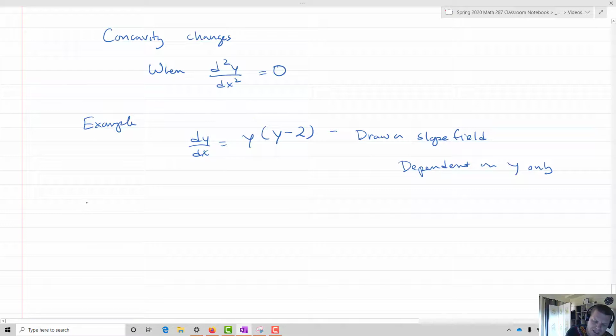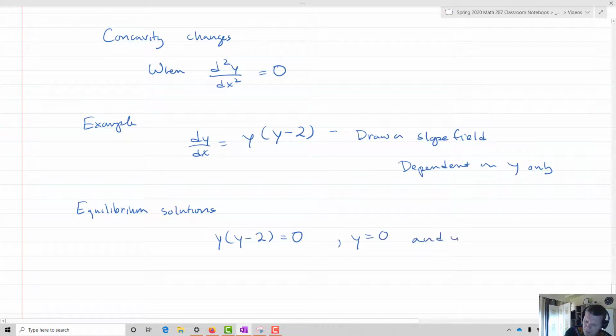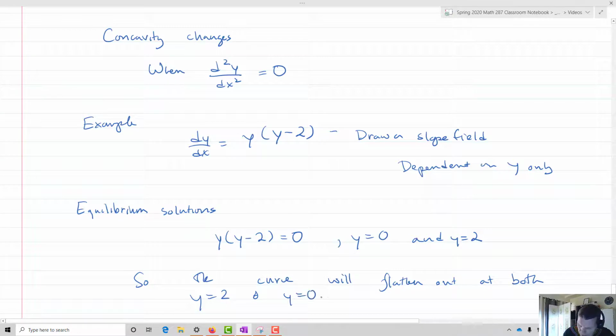So let's first take a look at our equilibrium solutions. We'll set dy dx equal to 0. So this is going to be y times y minus 2 equal to 0. And this is when y equals 0 and y equals 2. So the curve will flatten out at both of those places, at both y equals 2 and y equals 0.